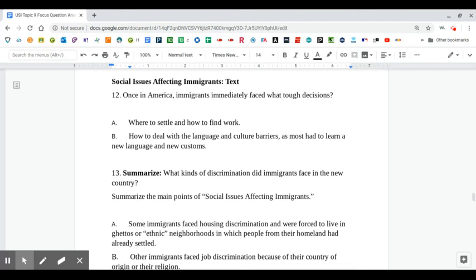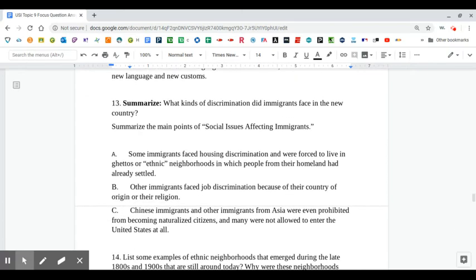Once settled in America, immigrants often faced similar challenges and tough decisions. They had to decide where to settle, how to find work, and how to deal with language and cultural barriers, as most had to learn a new language, new customs, find a job, find a home, and get comfortable all at once. A very difficult challenge.